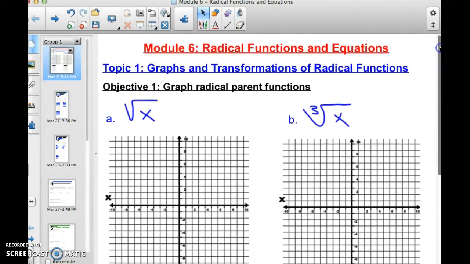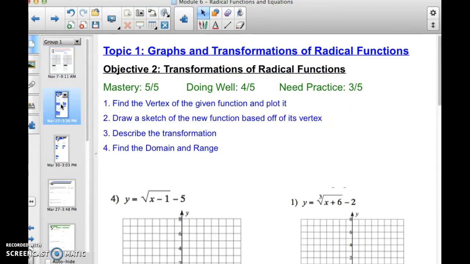Module 6, Radical Functions and Equations. The first topic we're going to discuss is the graphs of radical functions and then the transformations that exist as well. The first objective is we're going to graph the parent radical functions. We'll take a look at what those look like, and then within this video I'm also going to move on to objective 2, which is transformations based off these radical functions.